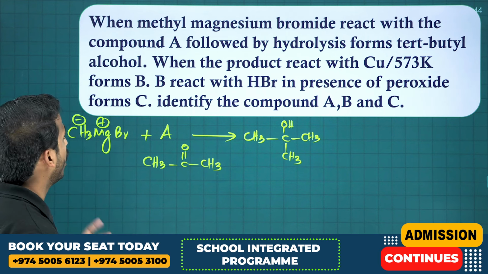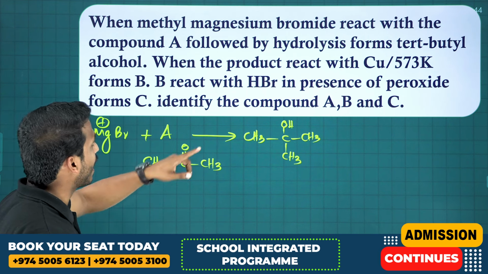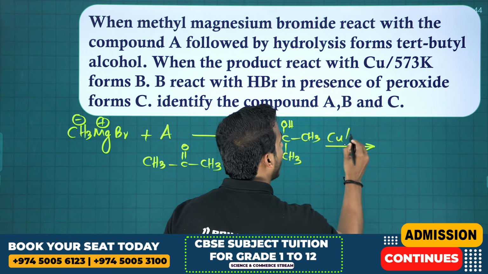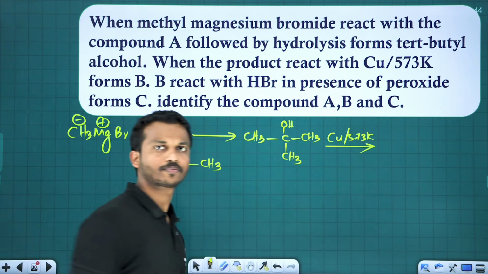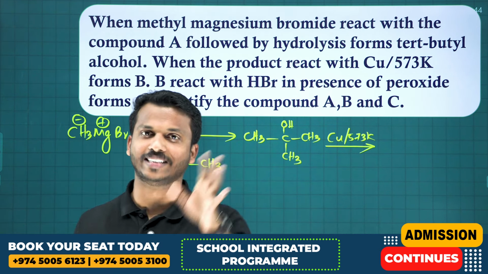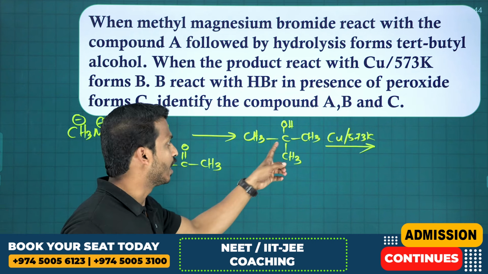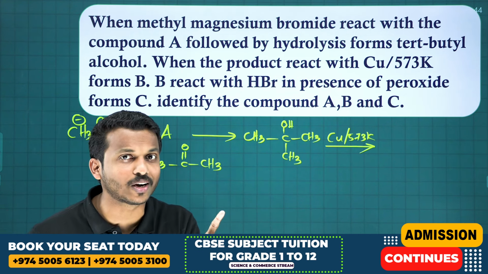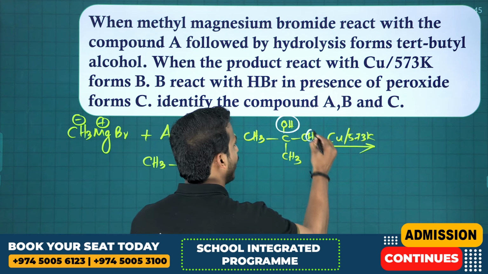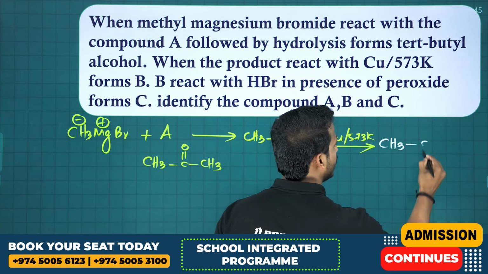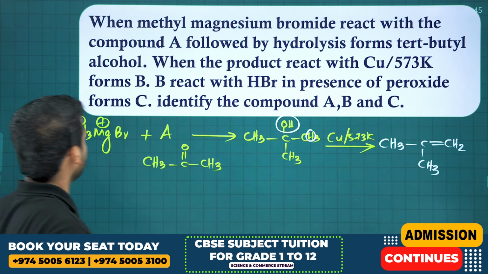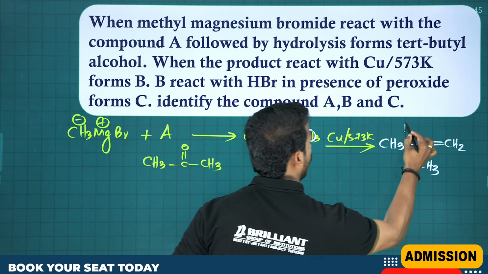Next one. So this is the product, right? When this product reacts with copper at 573 Kelvin, what is that? We know copper at 573 means it is an oxidizing agent. But tertiary alcohols, we studied, do not undergo oxidation; instead they undergo dehydration. What is dehydration? OH and H are removed. So we get CH3, C, CH3, double bond, CH2. We will get 2-methyl propene. Ready? So this is A, this is our compound B.